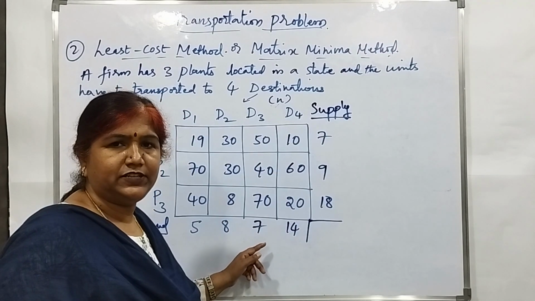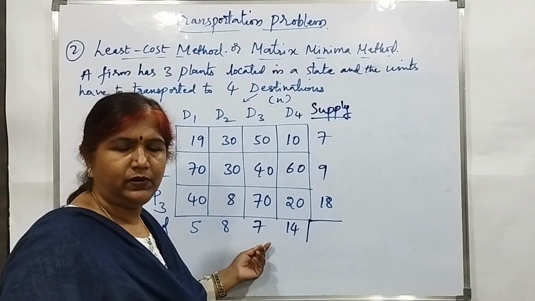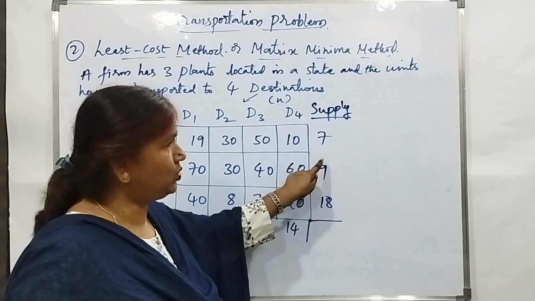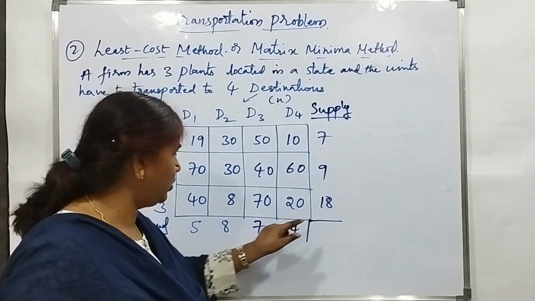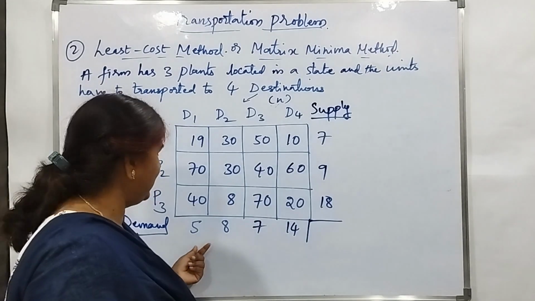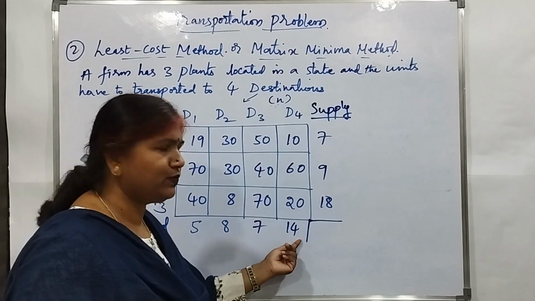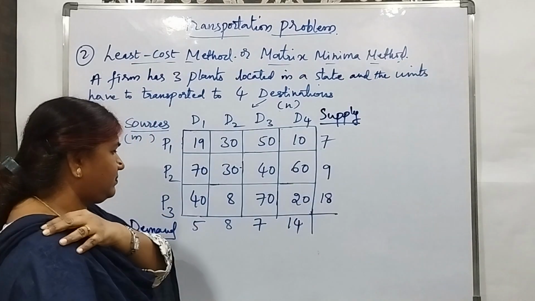Before starting the calculations, let's find out whether it is a balanced or an unbalanced transportation problem. Let's calculate the total of supply. 7 plus 9, 16, 16 plus 18, 34, and regarding the demand, 5 plus 8, 13, 13 plus 7, 20, 20 plus 14, 34. Yes, it is balanced.